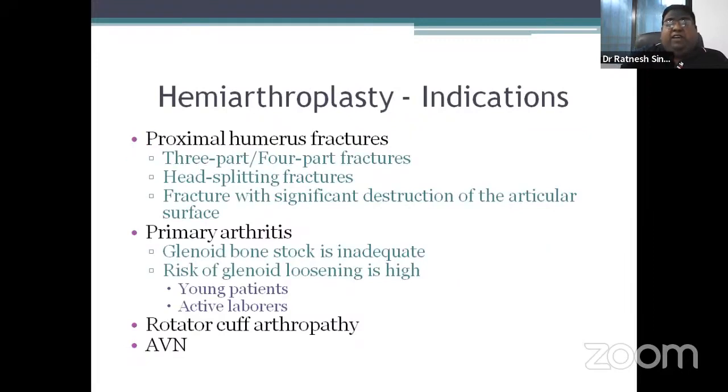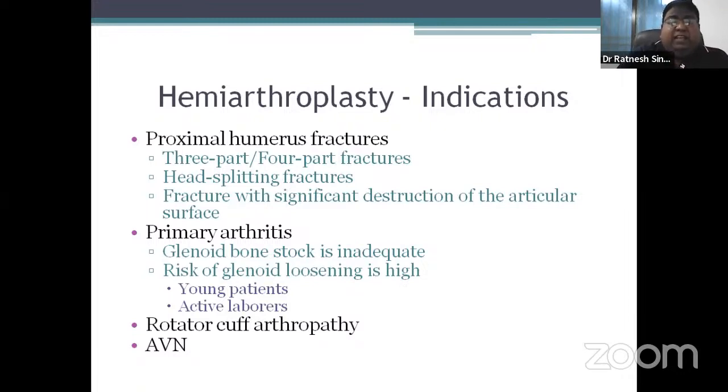Now coming to the hemiarthroplasty. What are the indications? The most common indication for hemiarthroplasty is the proximal humerus fracture, especially 3-part and 4-part fractures, especially if the bone condition is poor or the fractures are highly osteoporotic. You may think that your fixation is not going to help and could fail. So go for the hemi replacement.